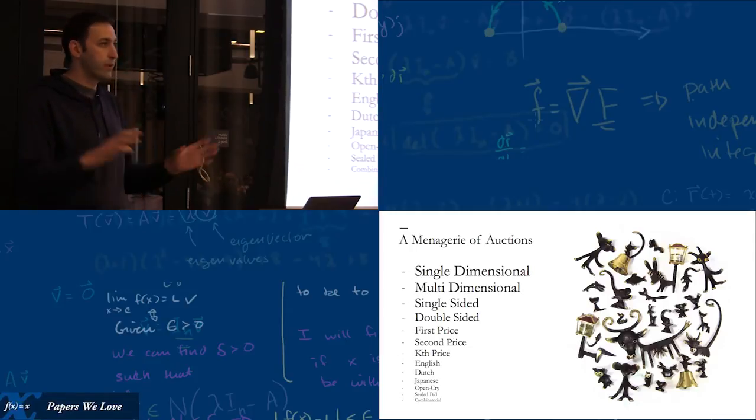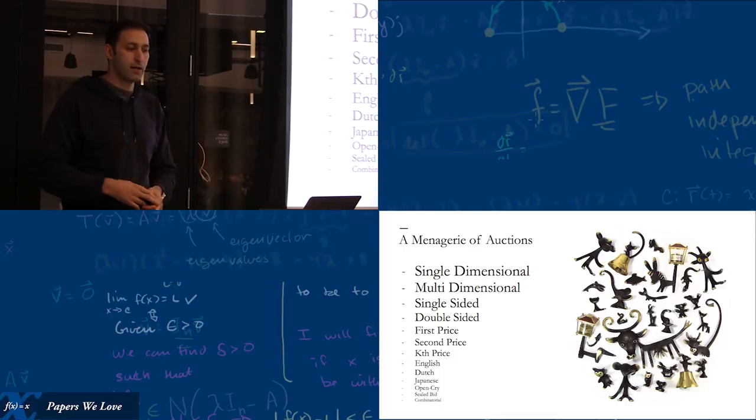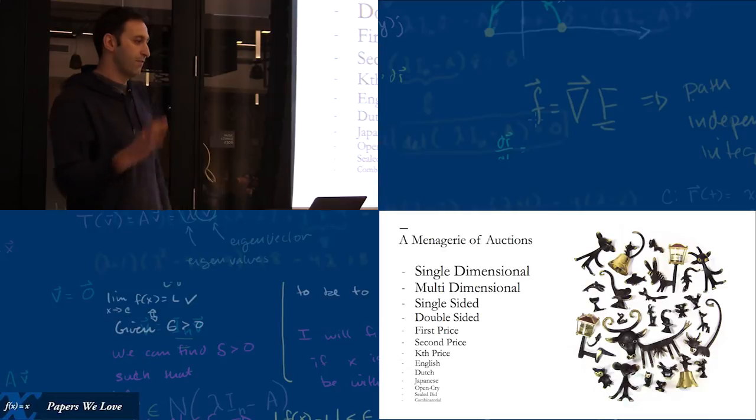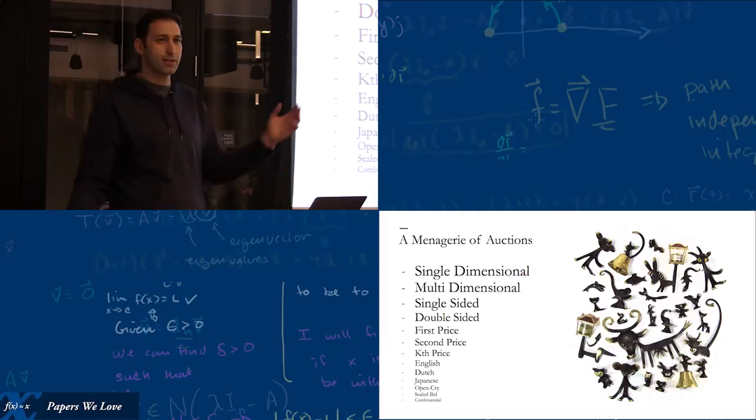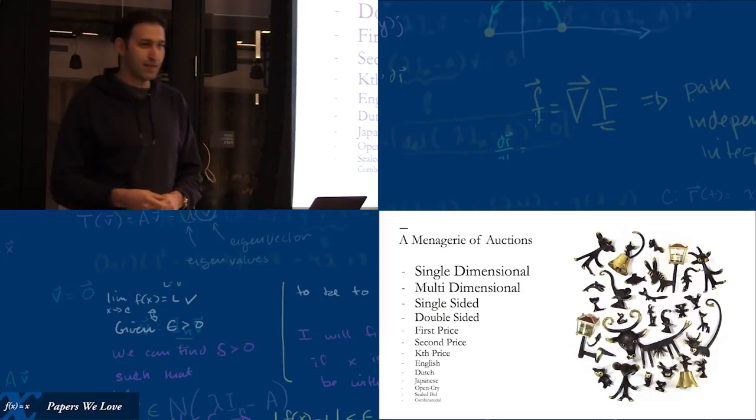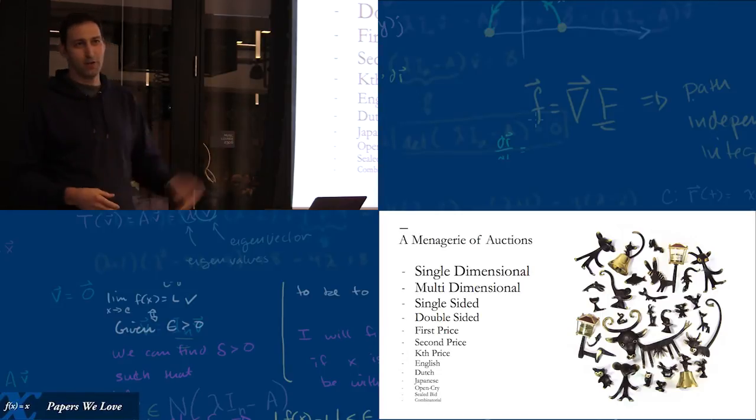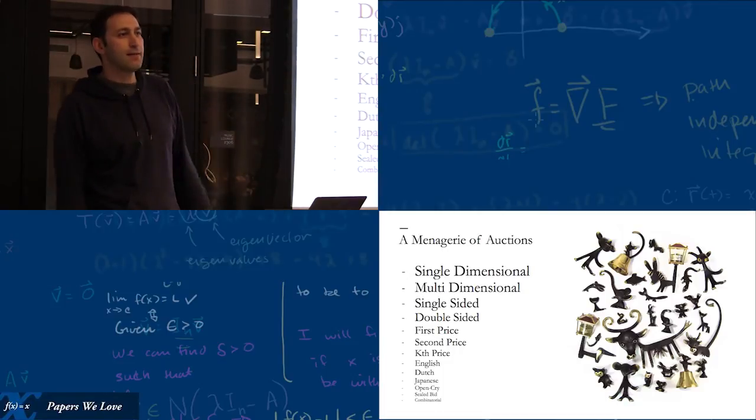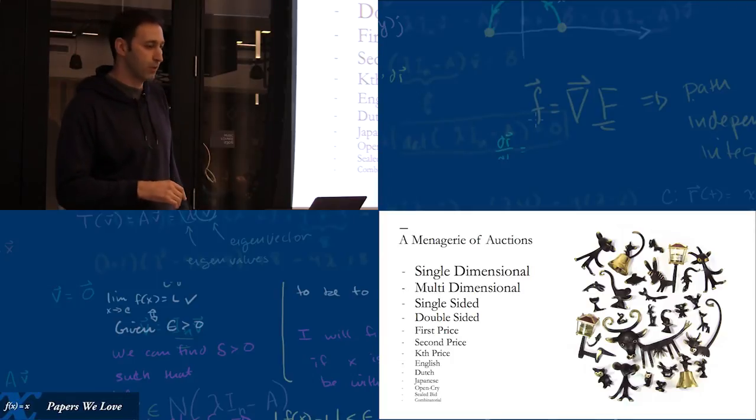The way we think about auctions is that there is a real menagerie of them. There are all kinds of auctions: single-dimensional, multidimensional, single-sided, double-sided, first price, where the highest bid wins, or second price, nth price, English, Dutch, Japanese. There are open cry auctions and silent auctions, auctions on the Tokyo Fish Market and so on. There's a plethora of names, and these names are not quite consistent through literature, but there's some agreement around what these things are called.